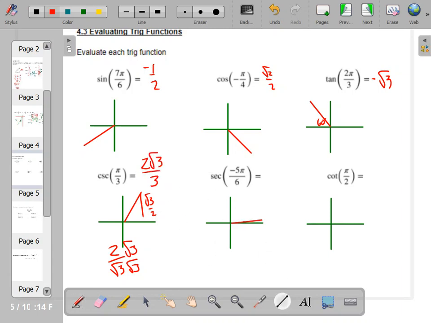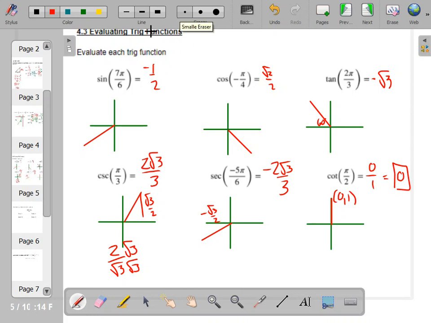Secant of negative 5 pi over 6, that's right there. Secant is the reciprocal of cosine. If the cosine is negative radical 3 over 2, then when you flip that, we just did this, you'll get negative 2 radical 3 over 3. It's the same thing, you flip right here. Cotangent of pi over 2. Pi over 2 is right there. Now, you've got to be careful. This is 0, 1. Tangent is y over x, so 1 over 0. The cotangent of pi over 2 is 0. You actually can't type that one in your calculator because it can't do the tangent of pi over 2. Kind of interesting.